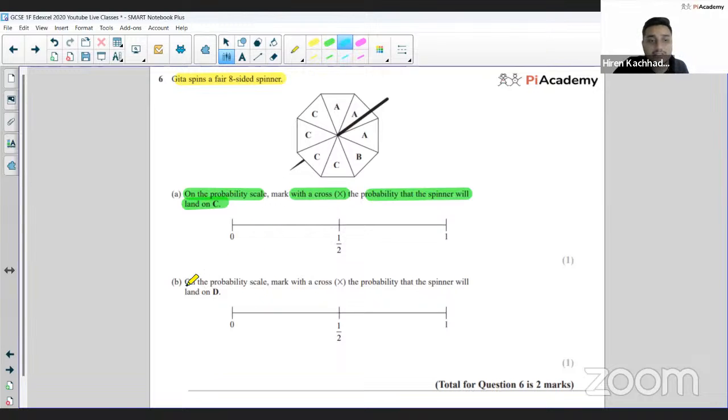The next question is, on a probability scale, we have to again, in the same manner, mark the probability that the spinner will land on D. This is a 2-mark question and it is very easy. I'm giving you 1 minute to solve this question and I'm waiting for your answer in the chat box. Whatever answer you are getting, please put it in the chat and then we will solve. Your time starts now. You have 1 minute to solve this question. Yes, everyone, participate.